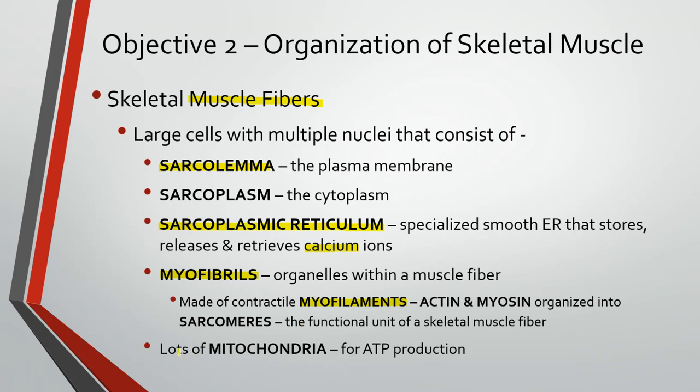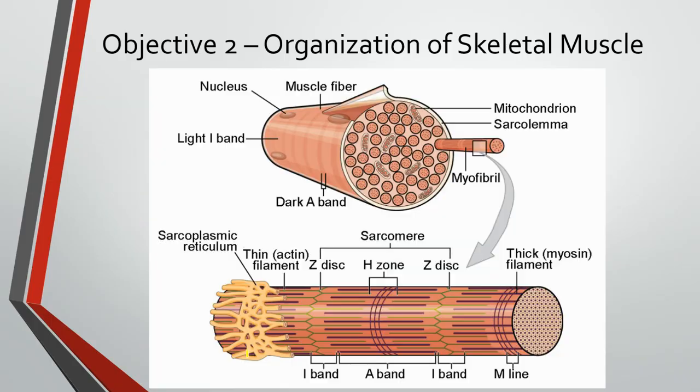Something else you'll find in the skeletal muscle cells, or the muscle fibers, are lots and lots of mitochondria. It takes a tremendous amount of ATP to make these muscles contract, and so you will find lots of those energy producing organelles in your muscle cells.